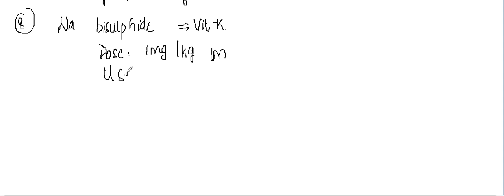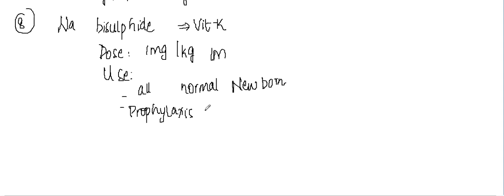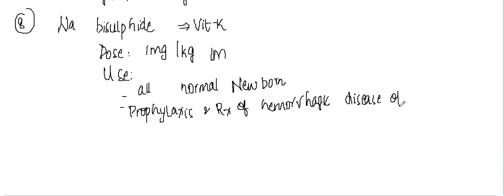What is the use of this? It is used in all normal newborns as vitamin K prophylaxis, and it is also used for prophylaxis and treatment of hemorrhagic disease of newborn. Then it is also used in bleeding tendency.